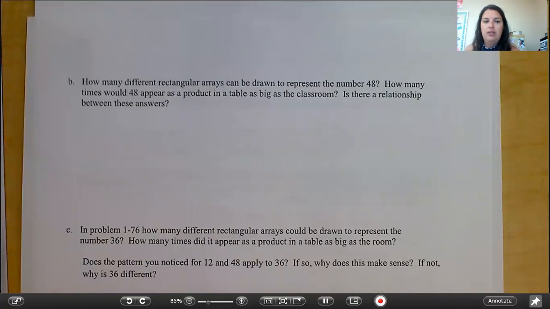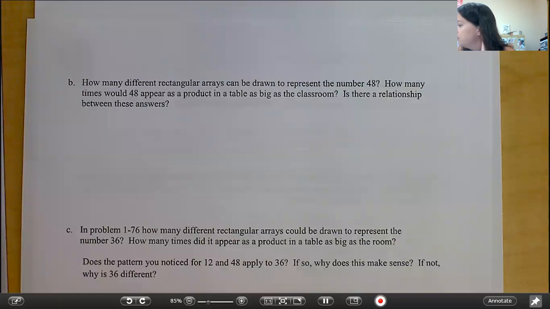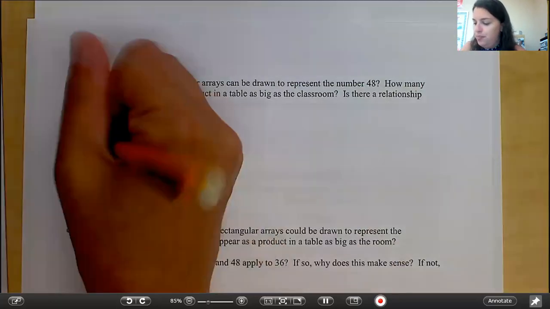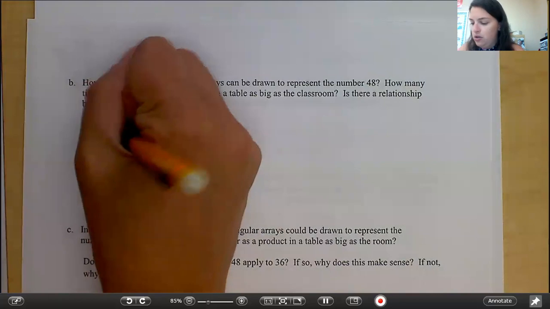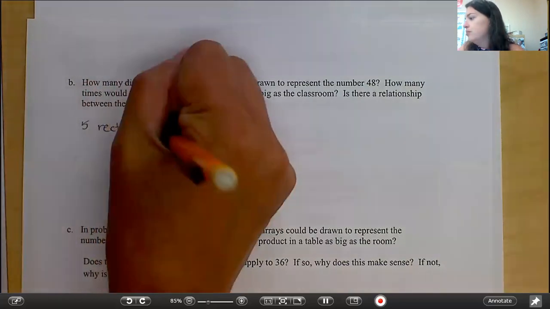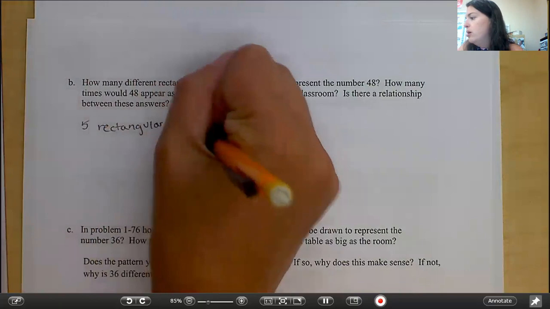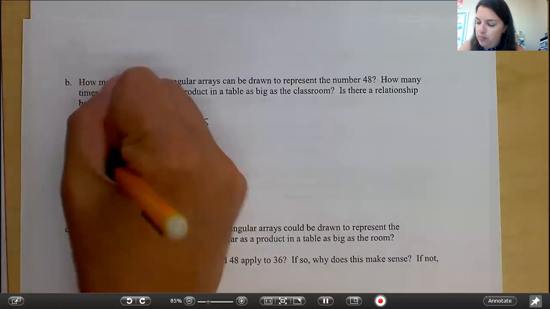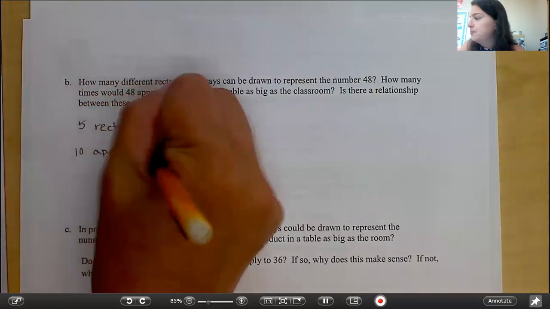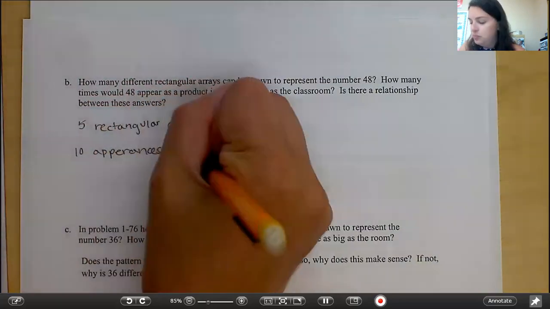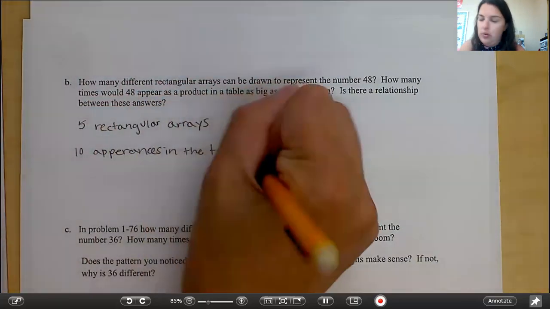Part B says, how many different rectangular arrays can be drawn to represent the number 48? How many times would 48 appear as a product in a table as big as the classroom? Is there a relationship between the answers? So for part B, hopefully you came up with 5 rectangular arrays and 10 appearances in the table. So is there a relationship between those answers?